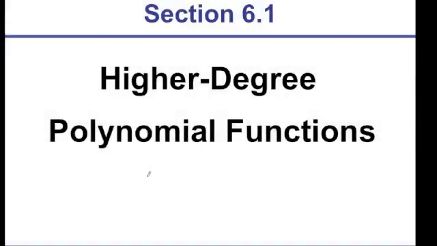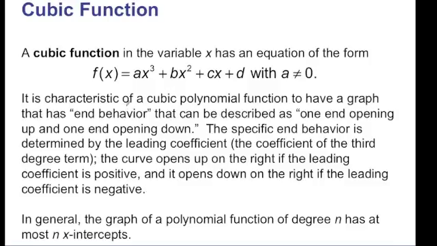This video will be on section 6.1, higher degree polynomial functions. A cubic function in the variable x has an equation in the form ax cubed plus bx squared plus cx plus d with a not equaling 0. A not equal to 0 makes sure I have a cubed term.